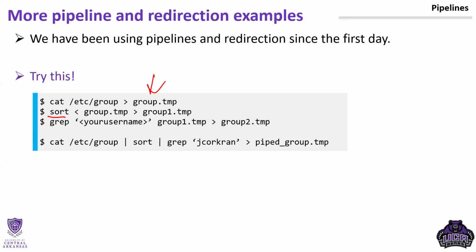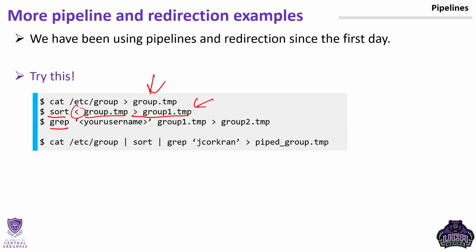So I'm going to call sort right here. And then I'm actually just using the redirection operator because I can. I'm using that group.tmp as the input, so it's going to send that data to sort. And then what sort outputs, instead of sending it to standard out, I'm going to use the redirection operator here to capture that to group1.tmp. So now that's going to be saved. I have all of the groups and it's actually sorted right there.